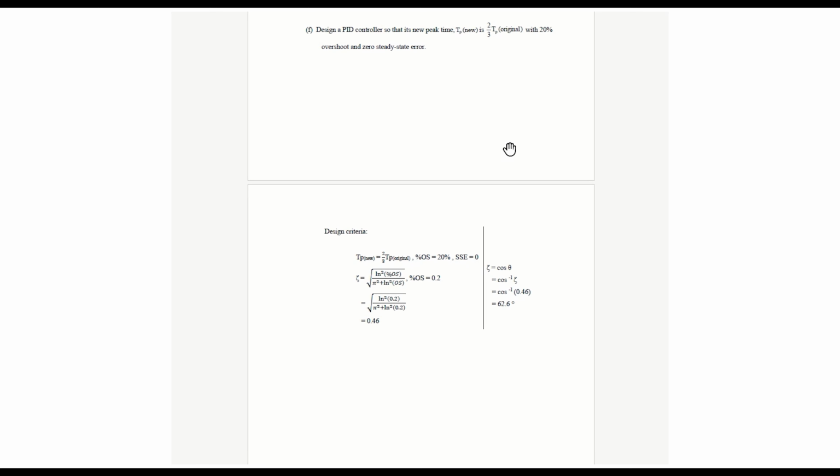Hi, Assalamualaikum and good day everyone. So now I will be presenting my part for this control system engineering assignment. I will be explaining how to design a PID controller so that the new peak time is 2/3 of the original peak time with 20% overshoot and 0 steady state error. So this is for system 1.